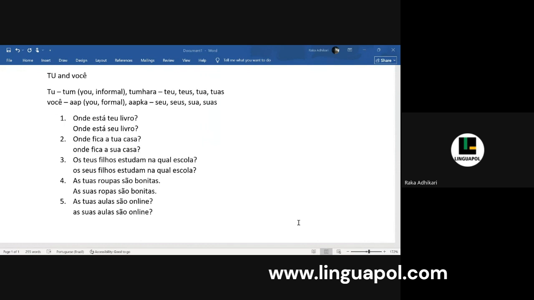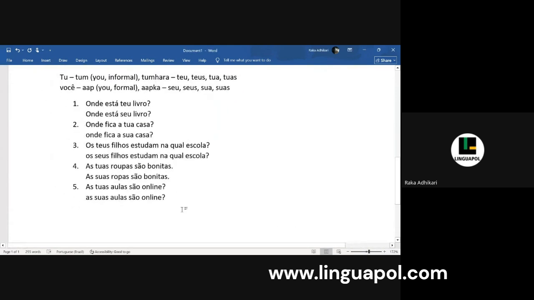Okay, guys, let's move on to the next possessive pronoun. There is one more remaining, that is called vosso, vossos, vossa, and vossas. Now, this is a little bit different. This means something that belongs to you all.